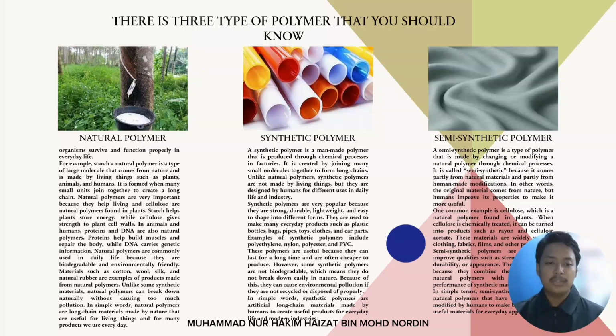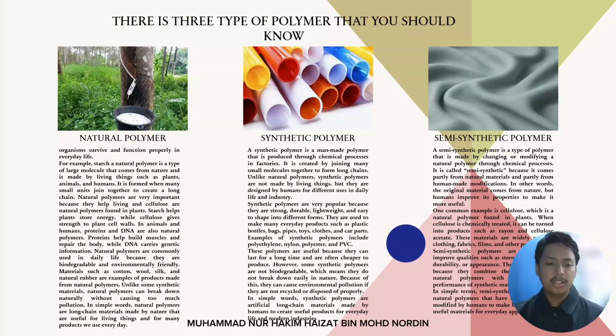Natural polymers are very important because they are found in living things. Starch and cellulose are natural polymers found in plants. Starch helps plants store energy, while cellulose gives strength to plant cell walls. In animals and humans, proteins and DNA are also natural polymers. Proteins help build muscles and repair the body, while DNA carries genetic information.